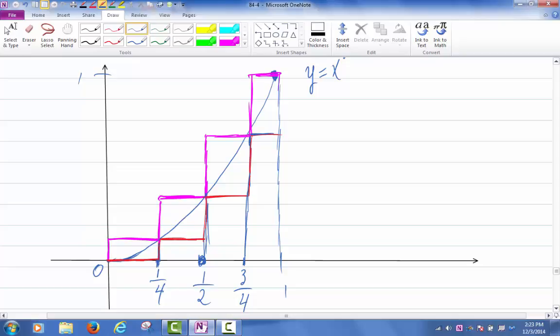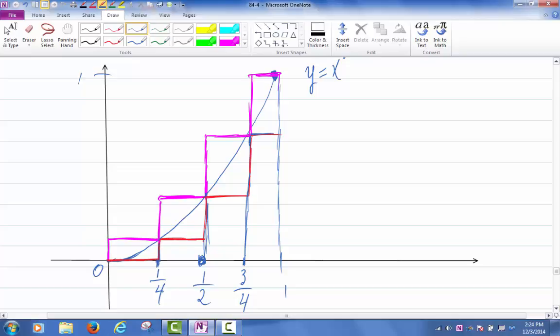What's the second summand in my L4? The second summand is f of 1/4 times 1/4, right? What is f of 1/4? f of 1/4 is the height of the graph at 1/4. So when you multiply that height with the length of the subinterval, you get the area of this red rectangle above the second subinterval, right?